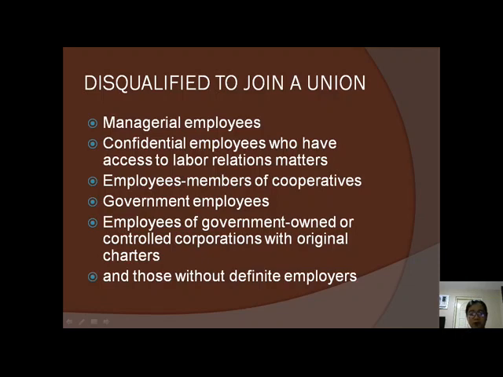Employees who are members of cooperatives, of course, cannot form a union because members of cooperatives are part owners of the cooperative. Therefore, they cannot negotiate on their own. And then also government employees, employees of government-owned or controlled corporations with original charters, and those without definite employers.